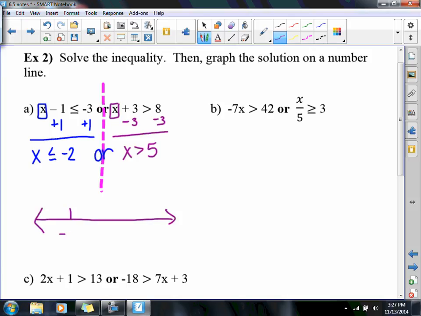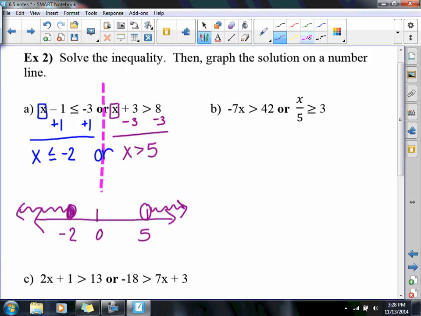So I'll have a -2 and a 5. I want a solid circle on the -2, and I want to shade to the left, everything less than it. Open circle on the 5, and shade everything greater than to the right. Now you can have one circle be open and one circle be closed. That's okay. That doesn't mean that you did something wrong. And if we double check our graph, notice I'm shading in opposite directions. I've got this empty space in the middle here, so it looks like everything is correct.